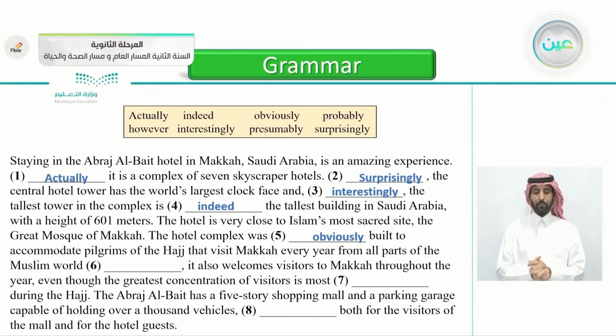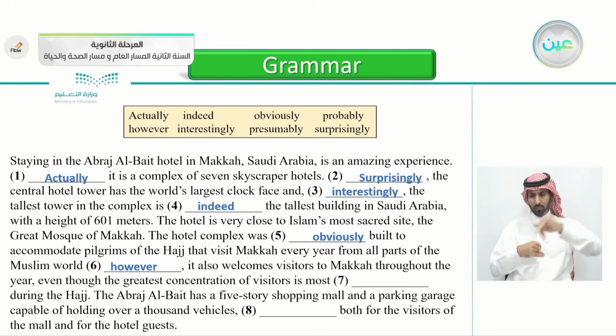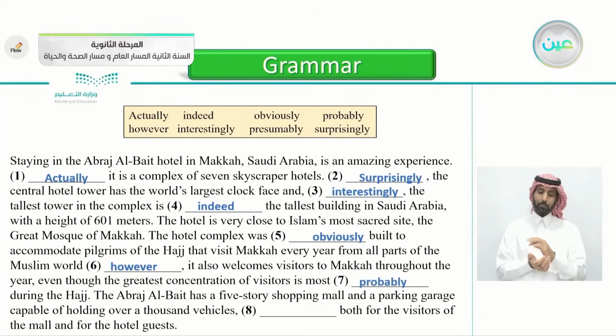And number 6 is, however, it also welcomes visitors to Mecca throughout the year. Even though the greatest concentration of visitors is most, number 7, probably during the Hajj. Probably means that you are not 100% sure of something, so you say probably, most likely.